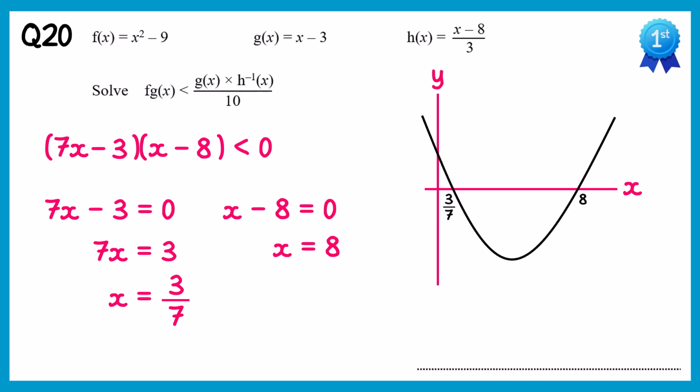In our inequality, we have a less than sign, so we're looking for when this graph is less than 0, which means we are underneath the x-axis. So it's this portion of the graph that we're interested in. We want to find the x values that give this portion of the graph. And those x values are to the right of 3/7 and to the left of 8. So they're the values in between 3/7 and 8. So we could write down that x is in between 3/7 and 8. And that's your solution to the question.